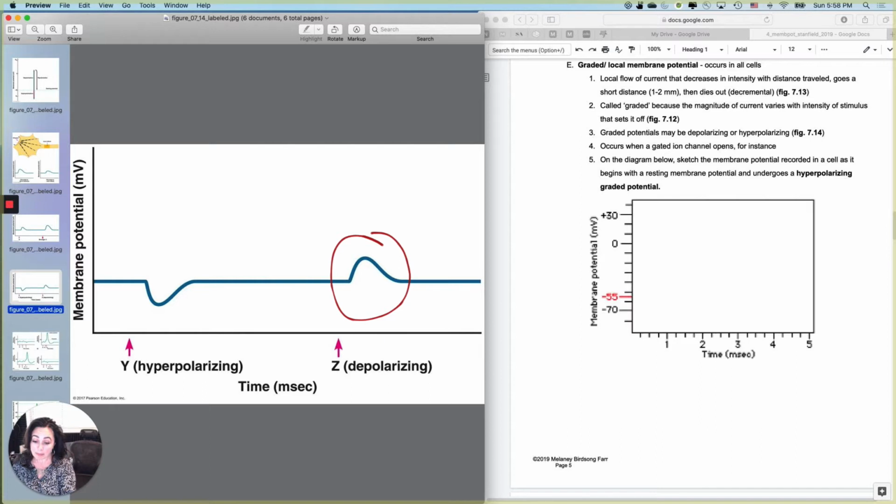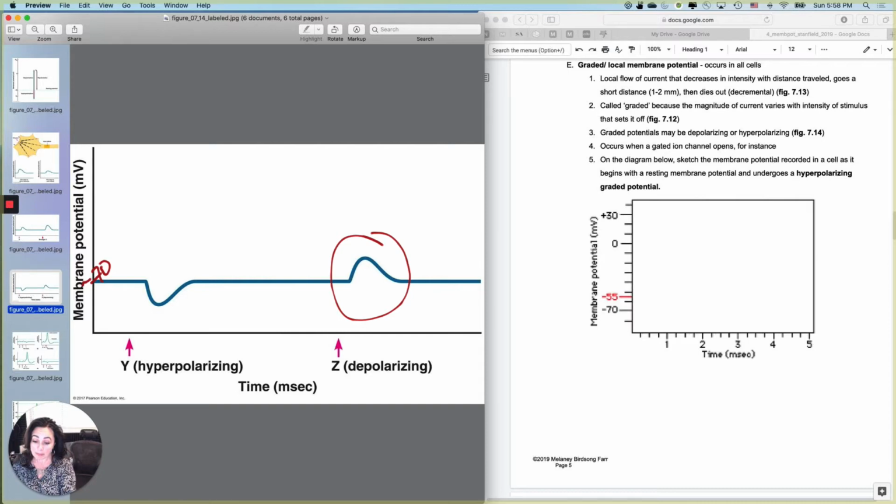I'm starting at minus 70, and they didn't put it here, but let's start at minus 70 because that's where it is on average. So what would be depolarizing? If I opened a gated sodium channel and sodium moved from the extracellular fluid to the intracellular fluid down its electrochemical gradient, would that depolarize the cell or hyperpolarize the cell?